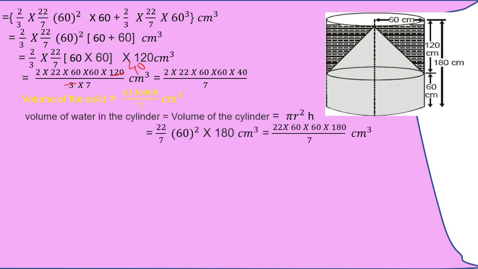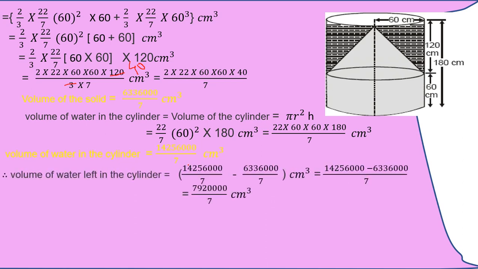Then afterwards, the volume of the water inside the cylinder, that is volume of cylinder, pi r square h. Put the values. R is 60, h is 180, so we can place the values here. So we get the volume of the water in the cylinder, and the product of these numerator quantities we get 14256000 divided by 7 centimeter cube.